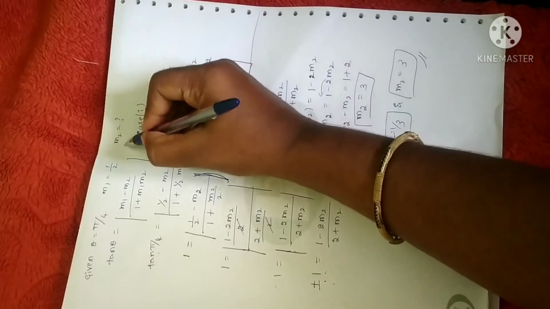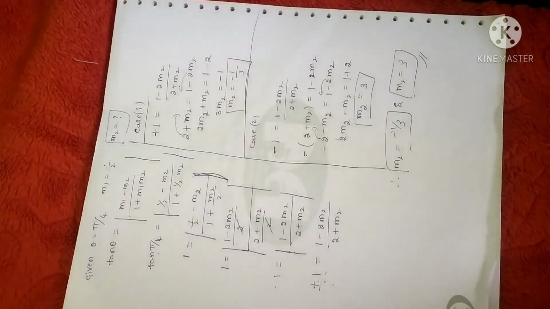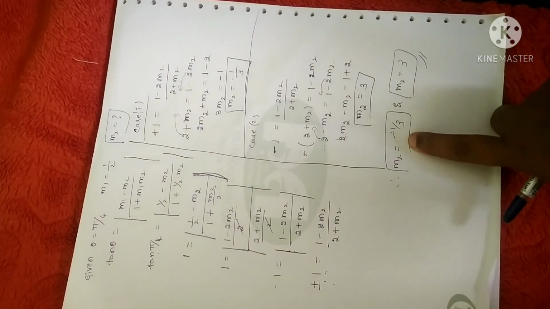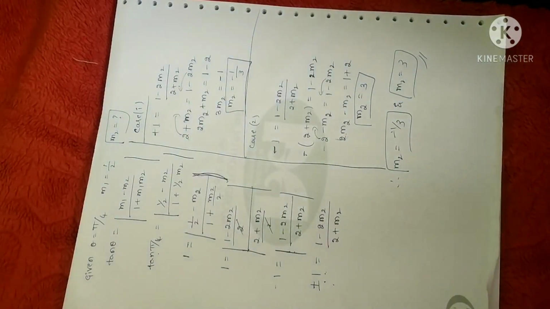Fine, that is what we have to find. We have to find the slope of the other line. So we have two values for the slope of the other line: m2 is equal to minus 1 by 3 and m2 is equal to 3. Hope it is clear for you.